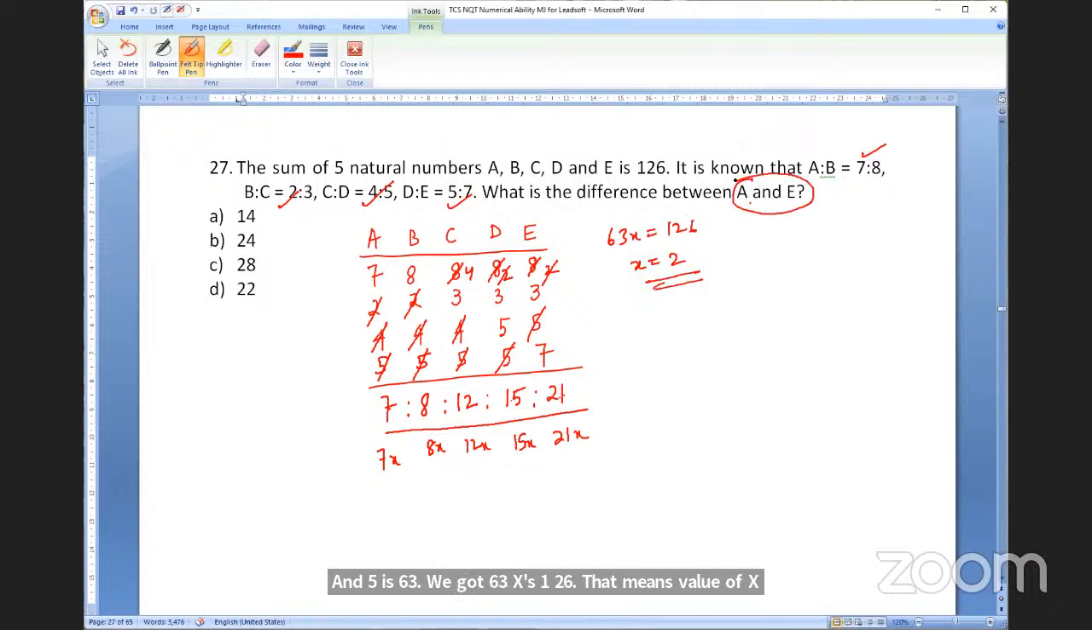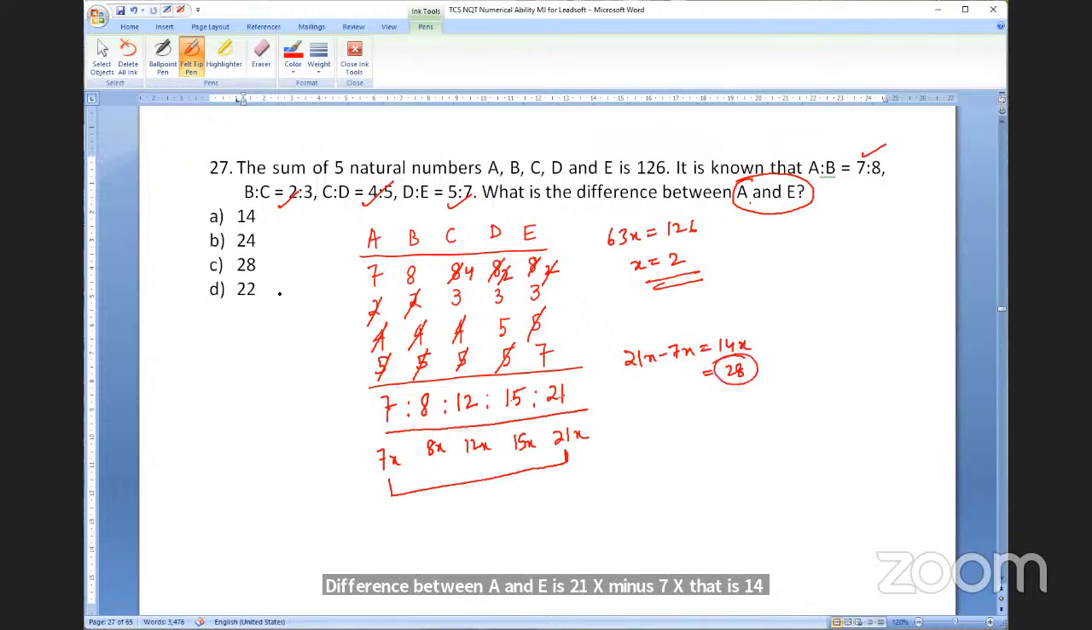Question is, what is the difference between A and E? Difference between A and E is 21x minus 7x, that is 14x, and x is equal to 2. So that difference is 28. Option C fits in. Good one. Those who have given answer C, very good.